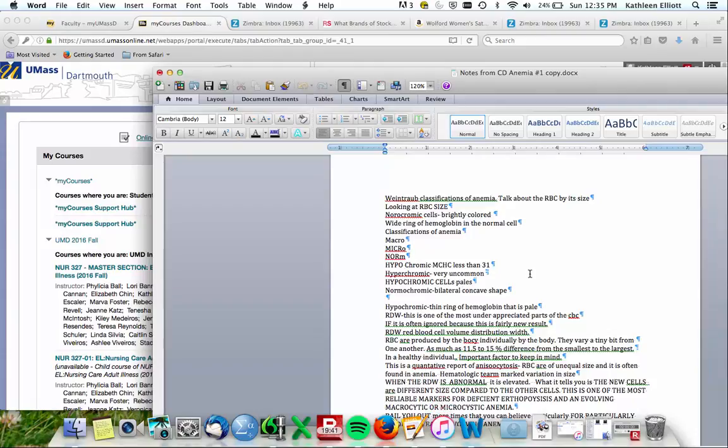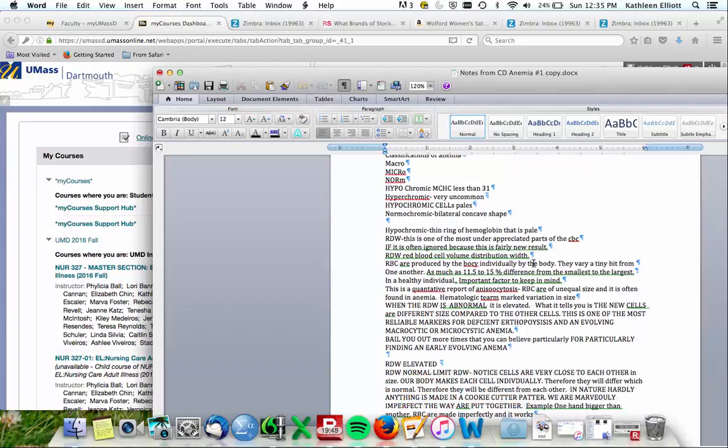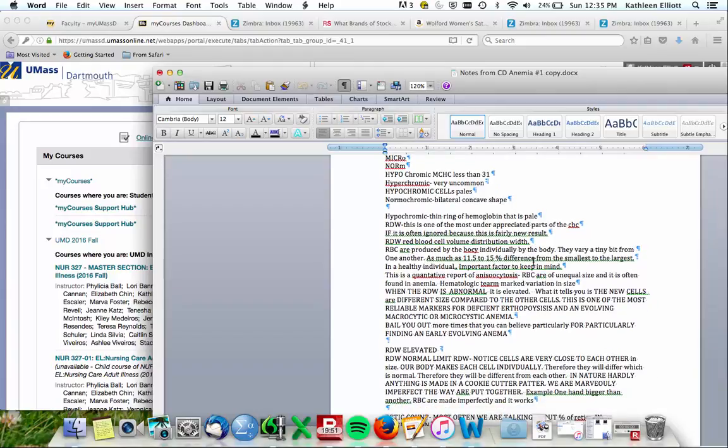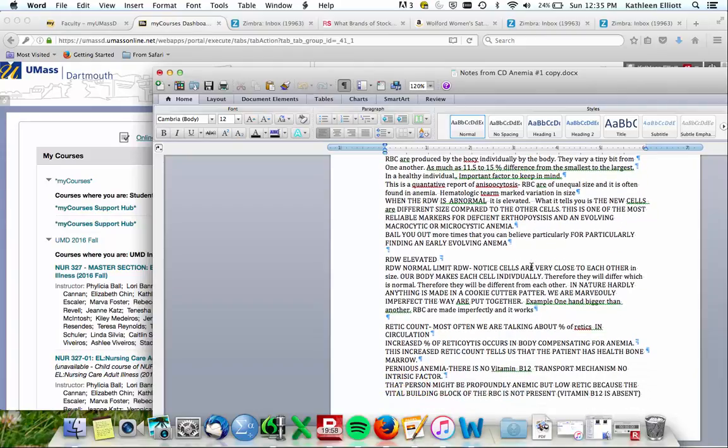This is one of the most reliable markers for deficient erythropoiesis and an evolving macrocytic or microcytic anemia. This will bail you out more times than you can believe, particularly finding an early evolving anemia. An RDW elevated, RDW normal limit, notice cells are very close to each other. If you Google RDW, these cells are very close to each other in size. Our body makes each cell individually, therefore they will differ, which is very normal.